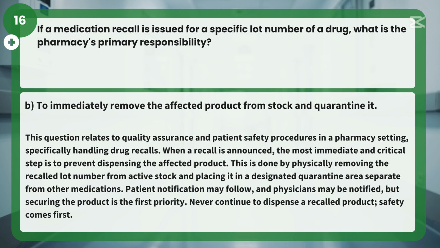This question relates to quality assurance and patient safety procedures in a pharmacy setting, specifically handling drug recalls. When a recall is announced, the most immediate and critical step is to prevent dispensing the affected product. This is done by physically removing the recalled lot number from active stock and placing it in a designated quarantine area separate from other medications. Patient notification may follow, and physicians may be notified, but securing the product is the first priority. Never continue to dispense a recalled product, safety comes first.